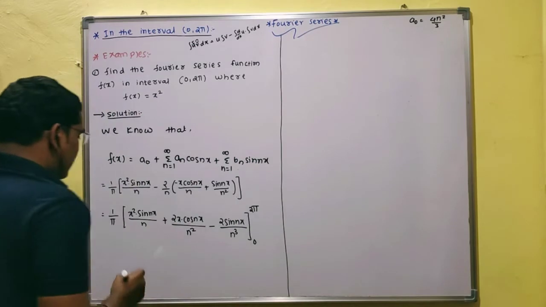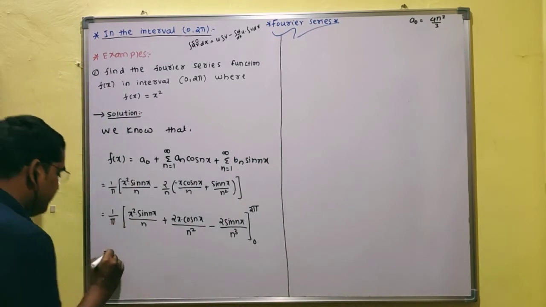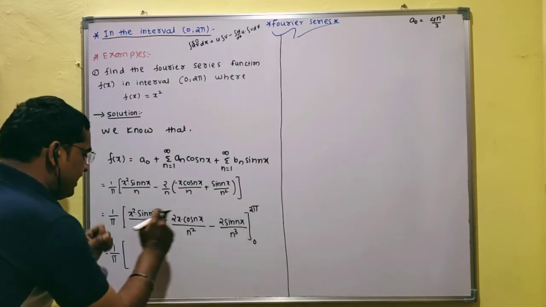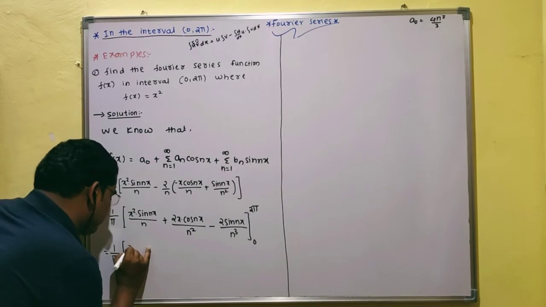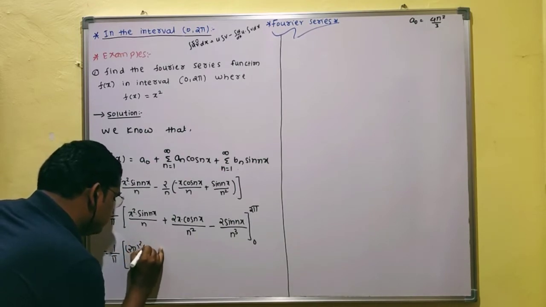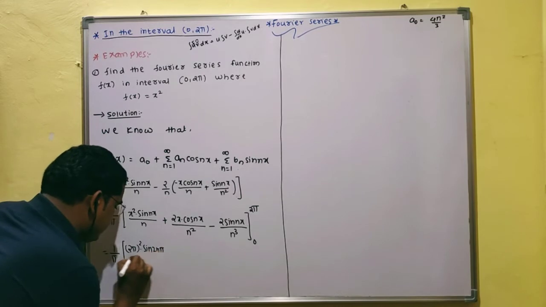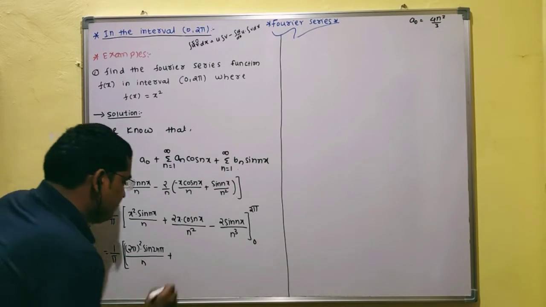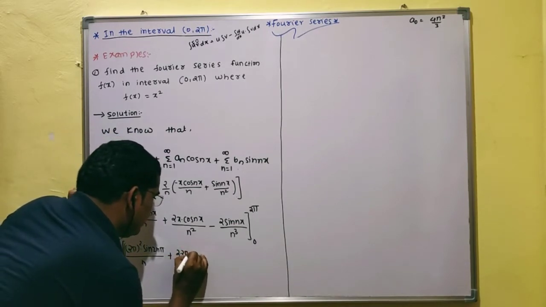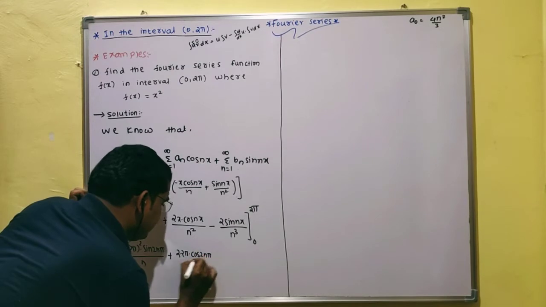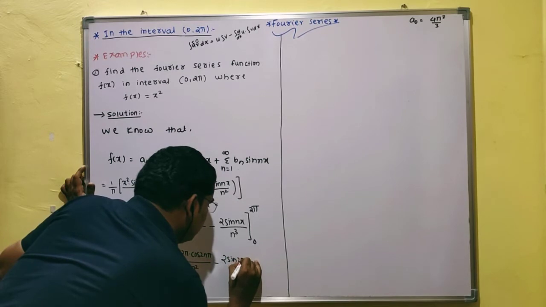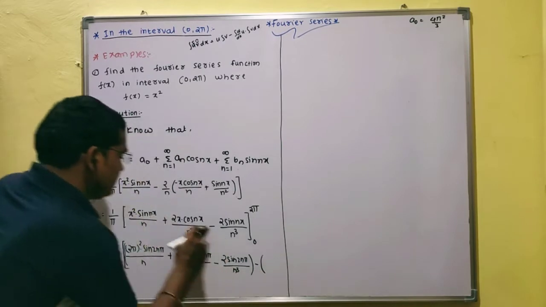Now we know that after putting we will get upper limit minus lower limit, we will get our result for this. Perfect. Now put this 2 pi, wherever x appears we will put 2 pi. Okay, 2 pi square into this sin 2n pi divided by n plus, this is my upper limit, plus 2 into 2 pi into this cos 2n pi divided by n square minus 2 sin 2n pi divided by n cube. Okay, this is my upper limit minus lower limit.